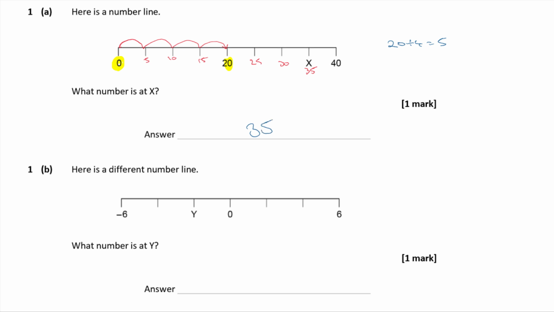Okay. Part B says here is a different number line. Now again, if you have a look at the two numbers we've been given, let's use 0 and 6 here. From 0 to 6 is 1, 2, 3 jumps. So if we take the span, which is 6, and divide it by the number of steps, which is 3, it should tell us the value of each step. It's going up in 2s. So if I'm going from -6 and I add 2, it's going to be -4. Then add another 2, it's going to be -2. Then 0, 2, 4, 6. Okay, so then y is going to be at -2.